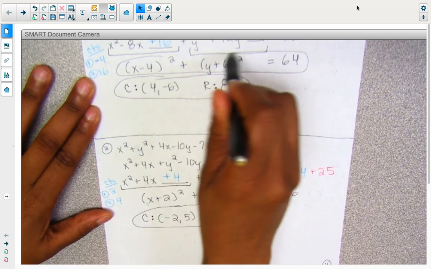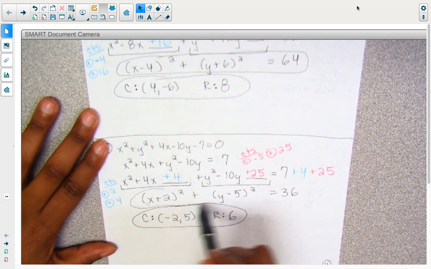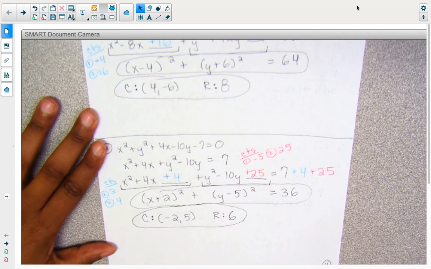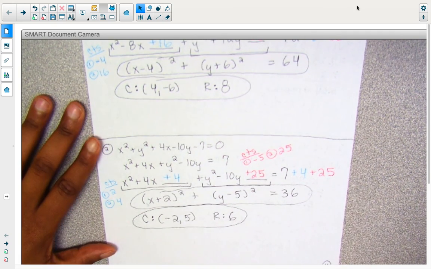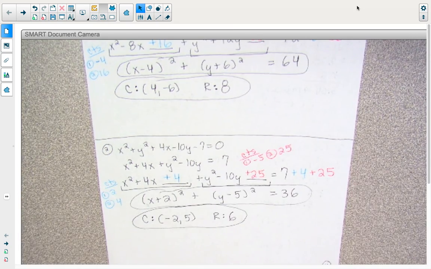So just like that, we were able to take an equation that was really kind of weird, and put it in standard form so that we had our equations for our circles. And now you're all good to go. So don't forget completing the square.